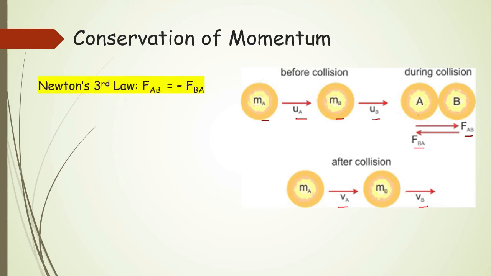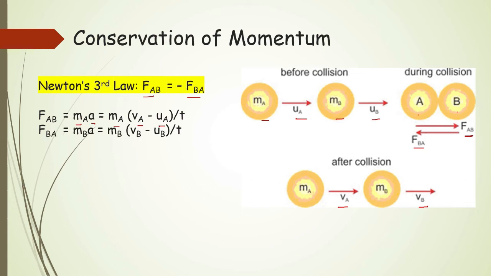Now according to Newton's third law, FAB should be equal and opposite to FBA because they are an action and reaction pair. And what is FAB? FAB is nothing but the mass of object A into its acceleration. That is, mass of object A into the velocity after the collision va, minus the velocity before the collision ua, divided by the time taken. And FBA is the mass of object B into its acceleration, that is mb into vb, its velocity after the collision minus the velocity before the collision, over the time taken. So according to Newton's third law, we can equate these two with a minus sign.